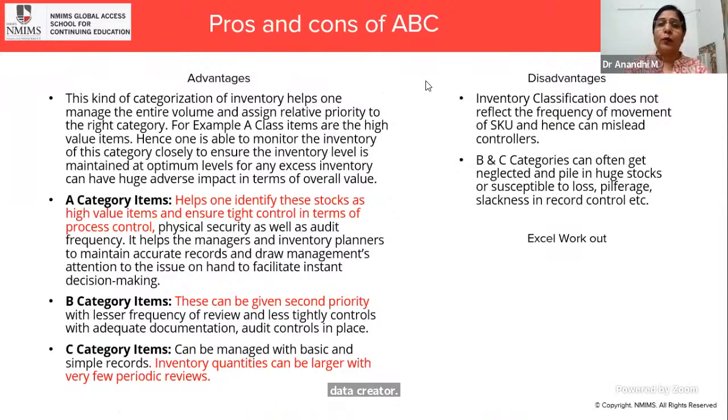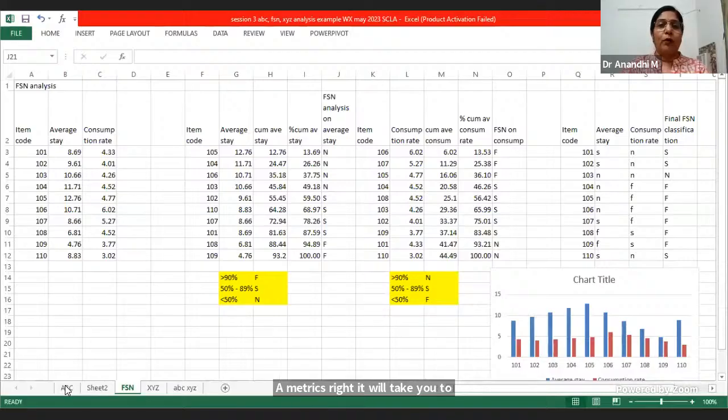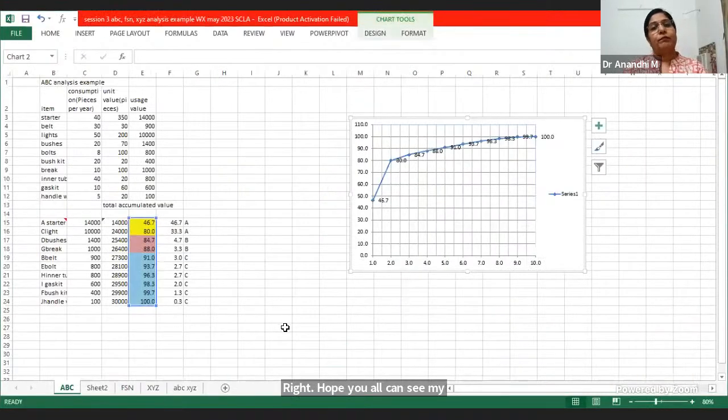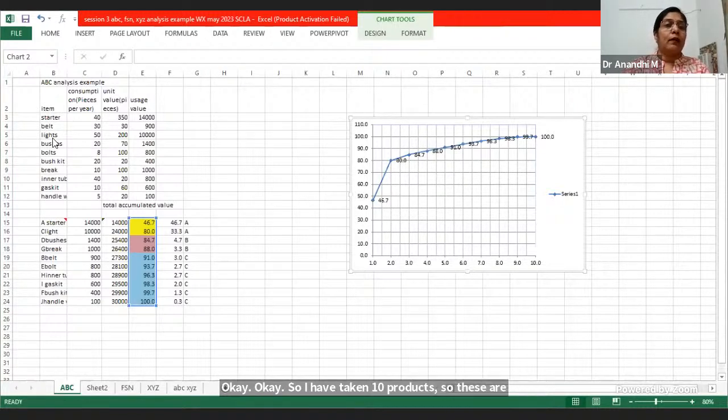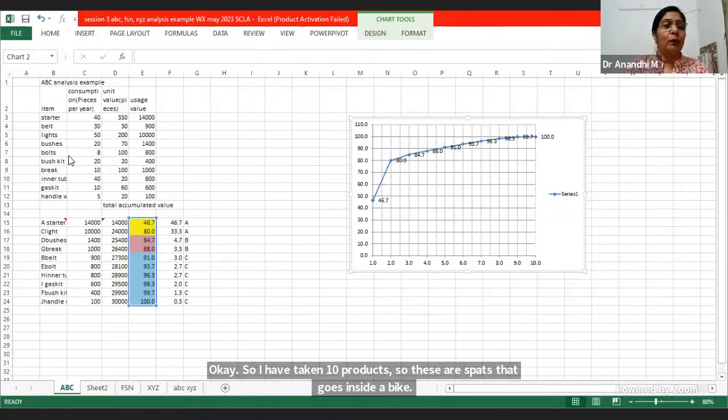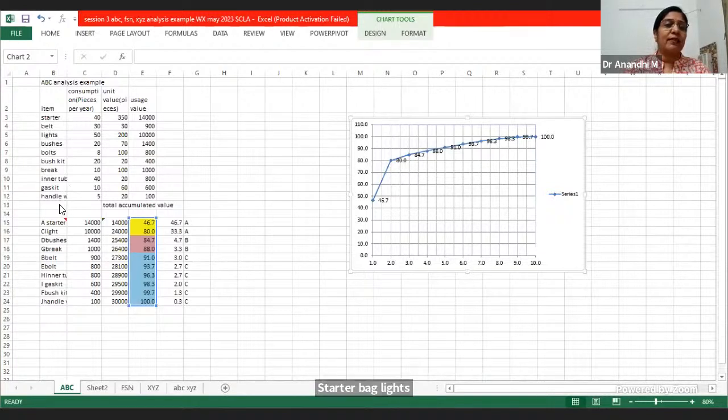So let's also see how we can do that exactly with the help of a matrix, right? I will take you to Excel. Right? Hope you all can see my screen. Right. Okay. So I have taken 10 products. So these are spares that go inside a bike, right? Starter, belt, lights, bushes, bowls, bush kit, brake, inner tube, gasket, and handle. Right? These are the 10 items.